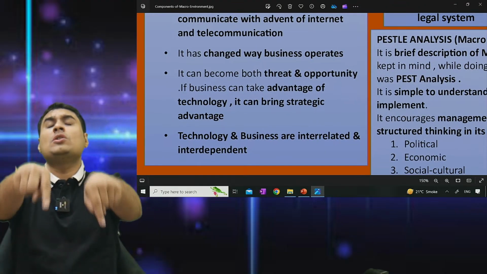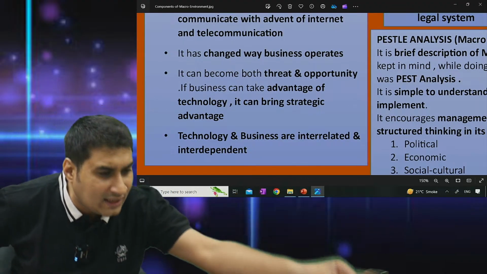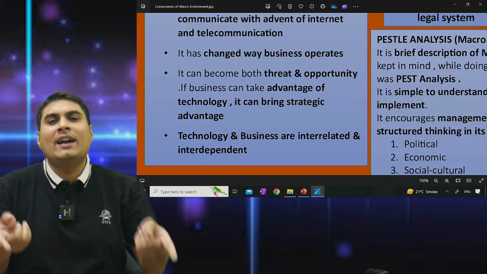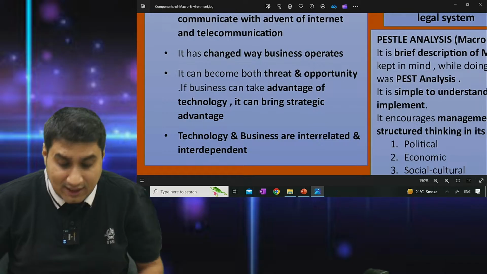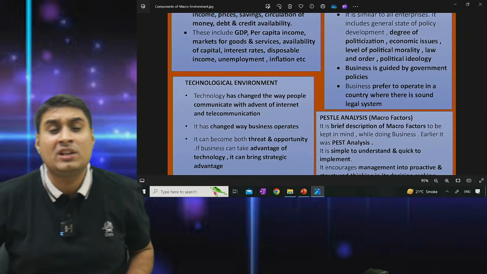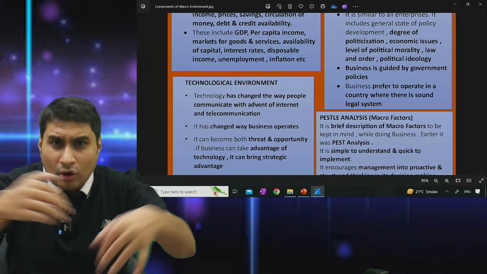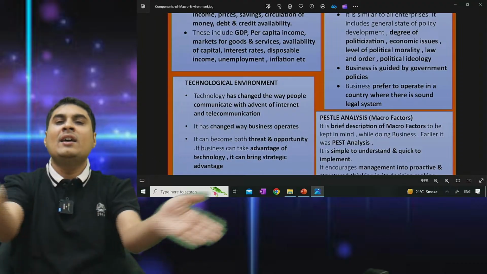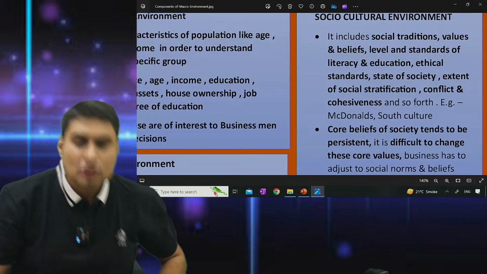Technology and business, an MCQ can come. This is more from an MCQ perspective. Technology and business are interrelated and interdependent. Both are dependent on each other and both are related to each other. In today's age, if you are doing business without technology, only you know that you are doing business. No one else knows. So technology and business should be interrelated, interdependent.